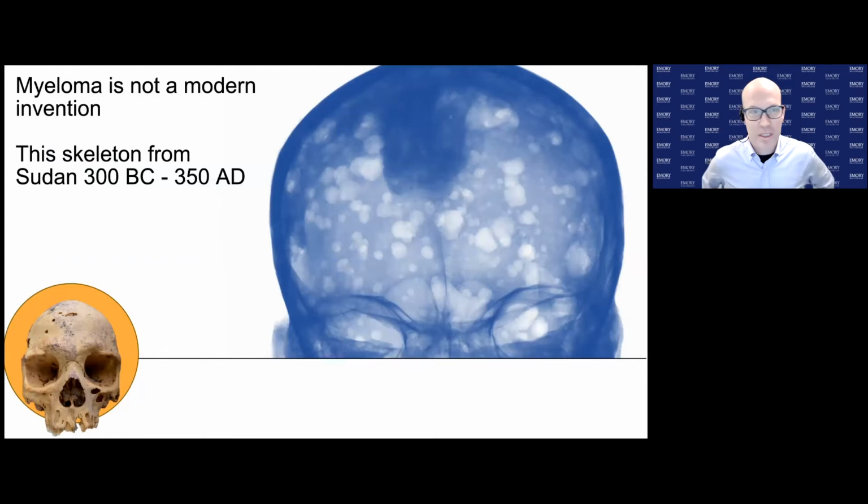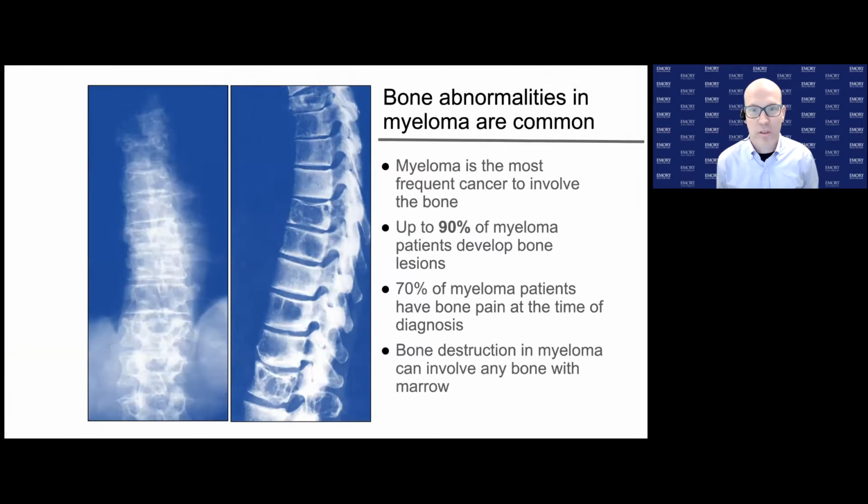So myeloma is certainly not something new. In fact, this skeleton here shows what we believe to be myeloma lytic disease, and it's one of the oldest skeletons found, where others from the same time did not show these lytic spots. Lytic means essentially holes in the bone. Myeloma bone disease is incredibly common. It occurs in greater than 90% of myeloma patients, and many patients, the majority of them, have pain at the time of diagnosis when things are really at their worst.